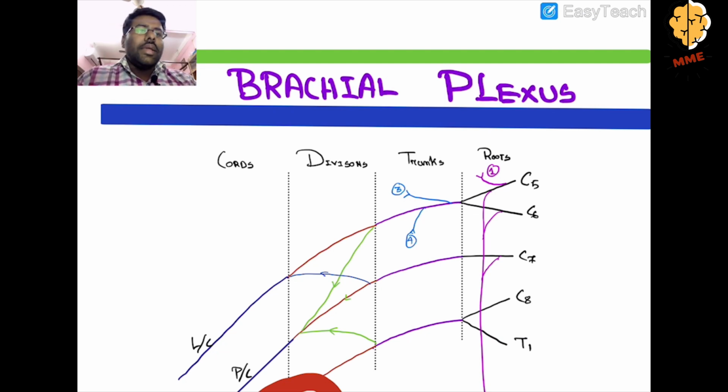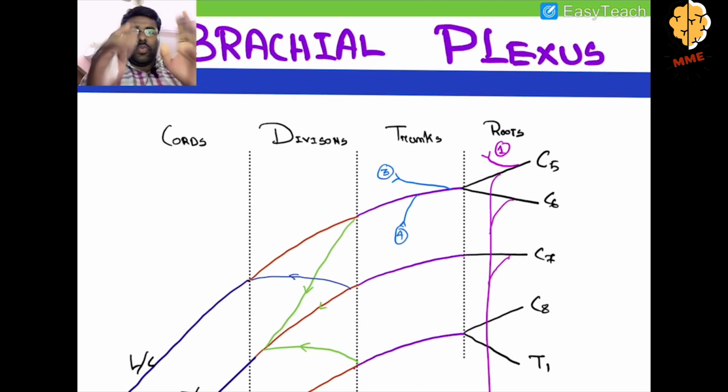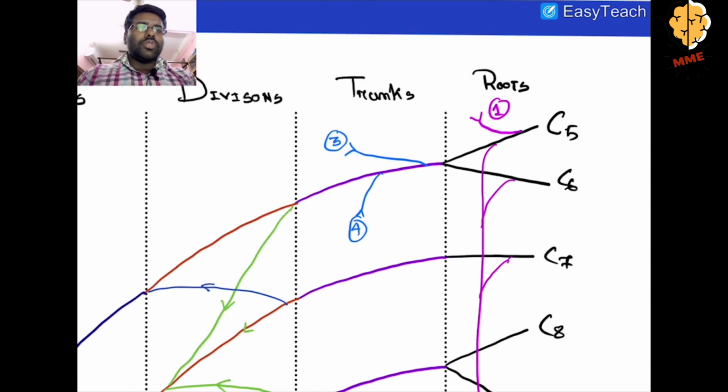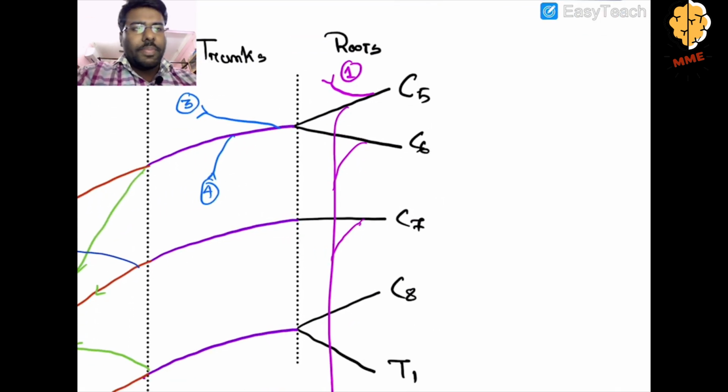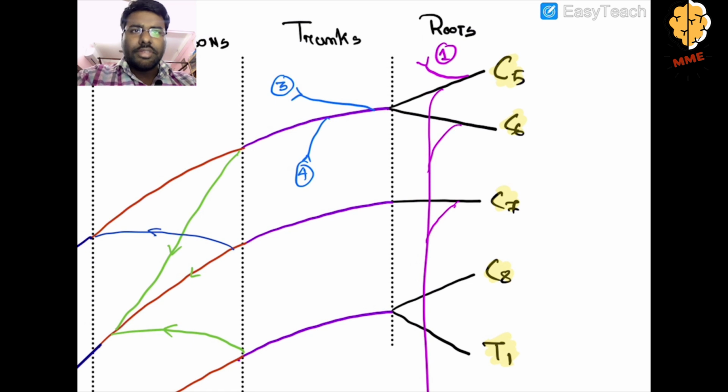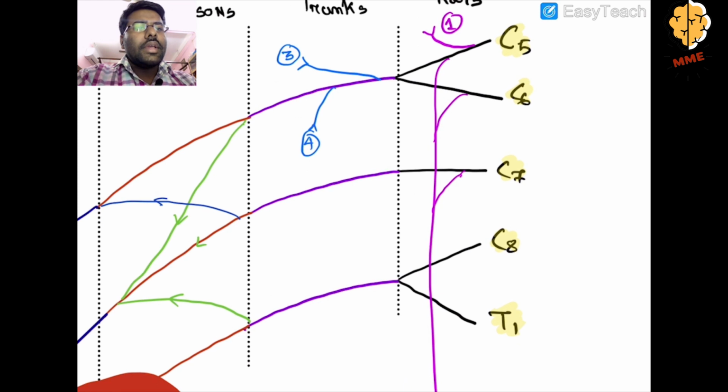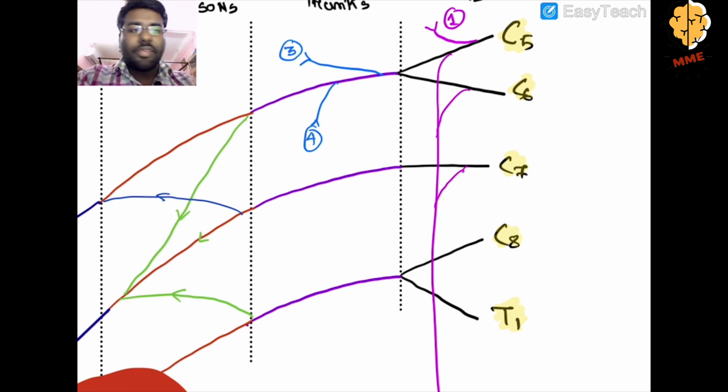We all know the brachial plexus has 4 divisions: roots, trunks, divisions and cords. Start with the roots. There are 5 roots mainly: C5, C6, C7, C8, T1. Sometimes T2 is also involved. C5 and C6 combine to form the upper trunk, then C7 forms the middle trunk, and C8 and T1 form the lower trunk.